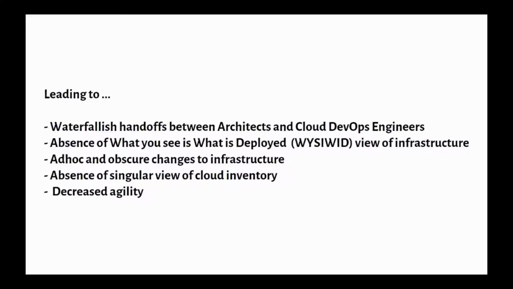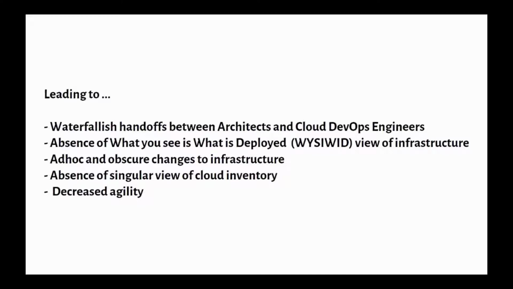And similarly, there are ad hoc and obscure changes to infrastructure, right? Sometimes it's quite possible that the architect changes something which is not communicated to the DevOps engineers because there is no workflow between the static infrastructure diagrams that the architect creates and what the cloud DevOps engineer generates as the infrastructure. So that is a clear gap there.